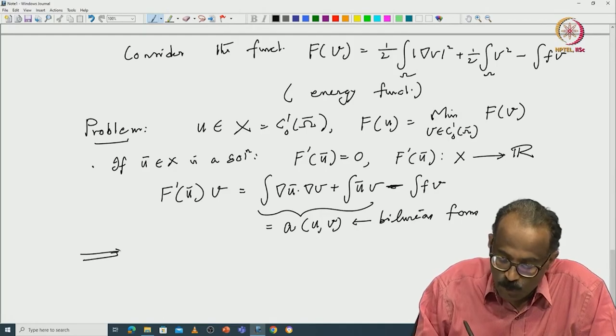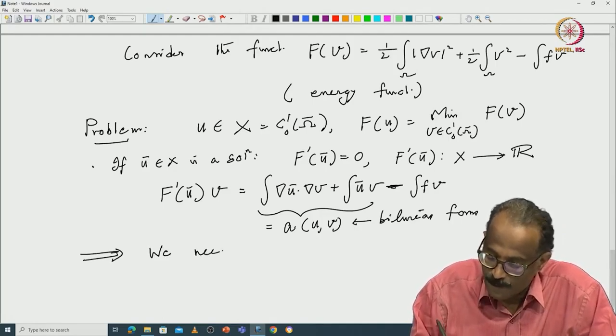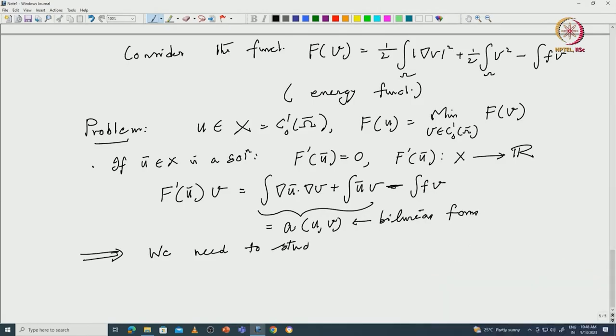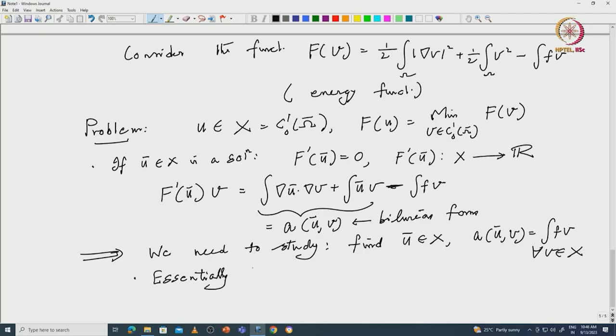Thus we need to study: find u bar in X such that A(u bar, v) equals the integral of f v for all v in X. I just want to tell why you need H1 naught. This is essentially the Riesz representation theorem, because this is the norm there.